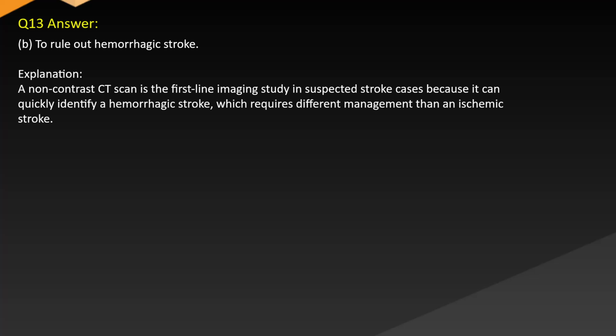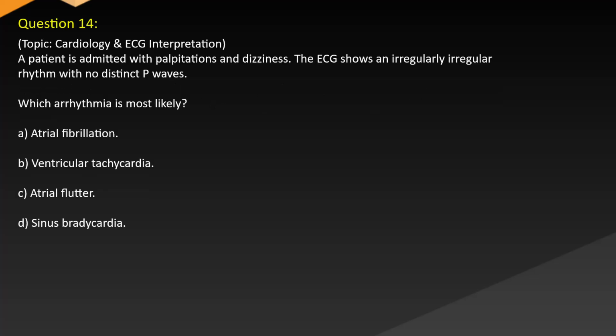Explanation: A non-contrast CT scan is the first-line imaging study in suspected stroke cases because it can quickly identify a hemorrhagic stroke, which requires different management than an ischemic stroke. Question 14. Topic: Cardiology and ECG interpretation.